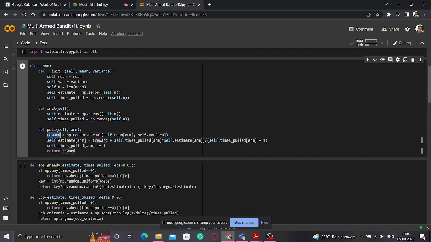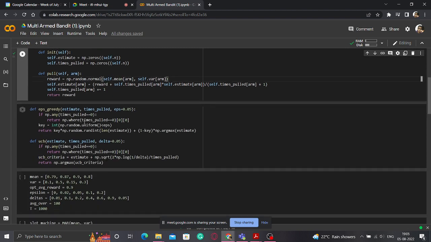And so you'll get that reward sample, and then you update the estimate of that arm using the formula I told you last time. You know the previous estimate and the previous number of times it has been pulled, just add 1, and the arm's pull count also add 1, and you return the reward. Yeah, this is the expected reward actually.